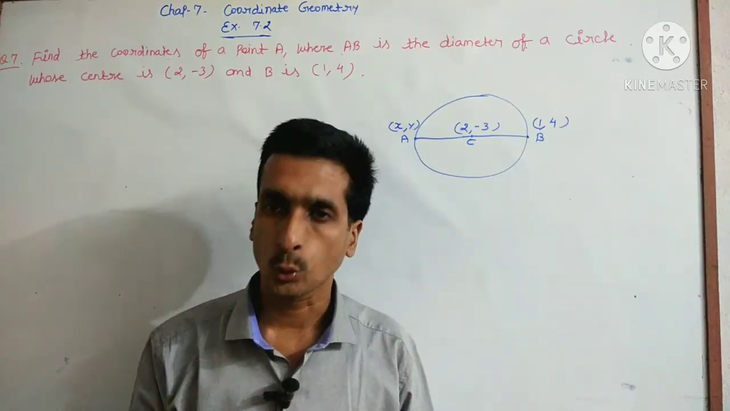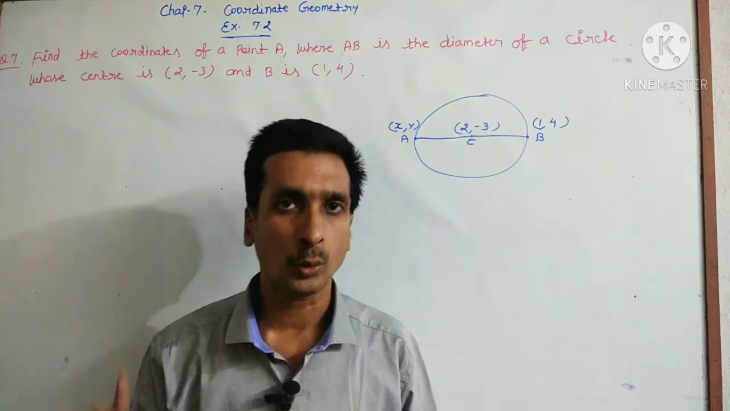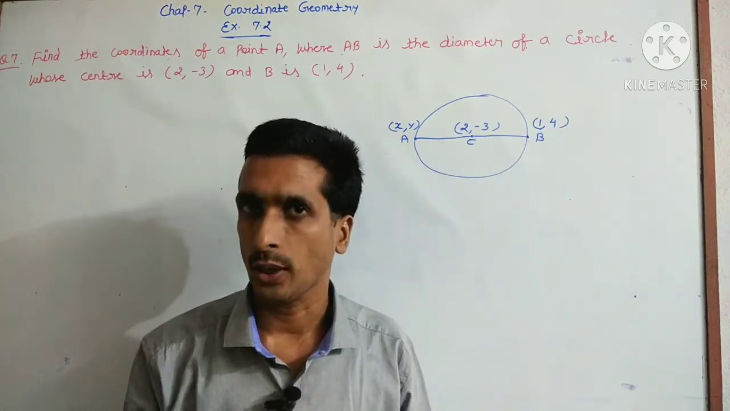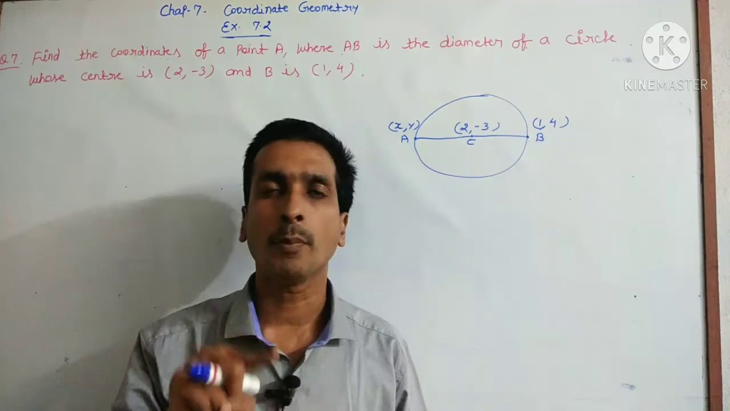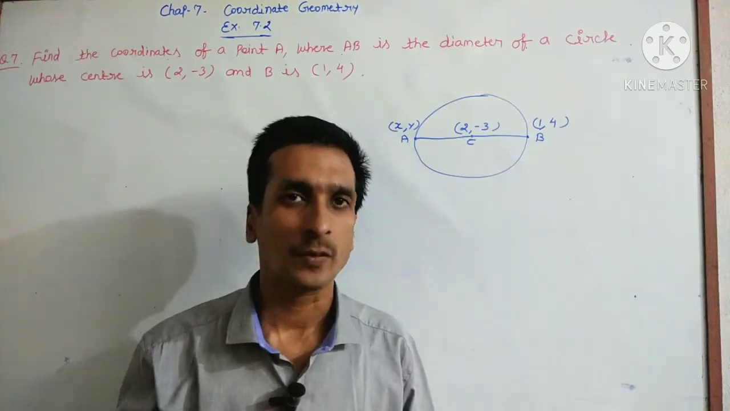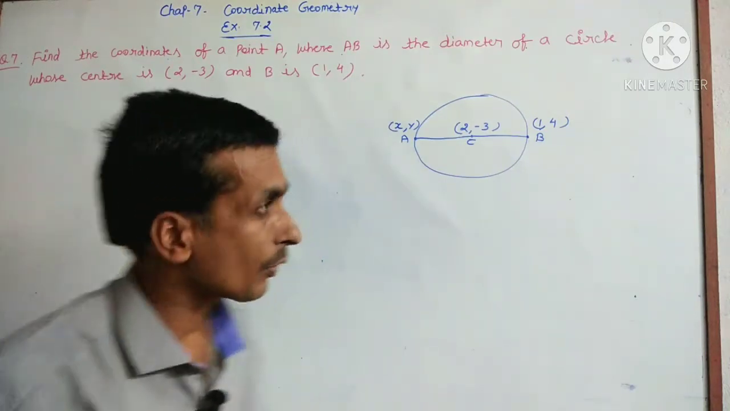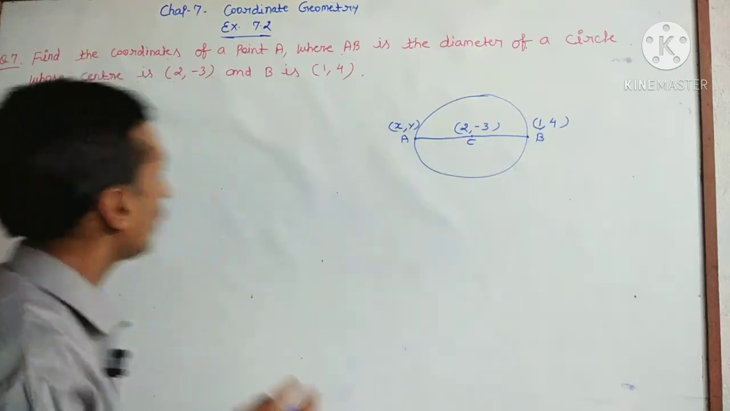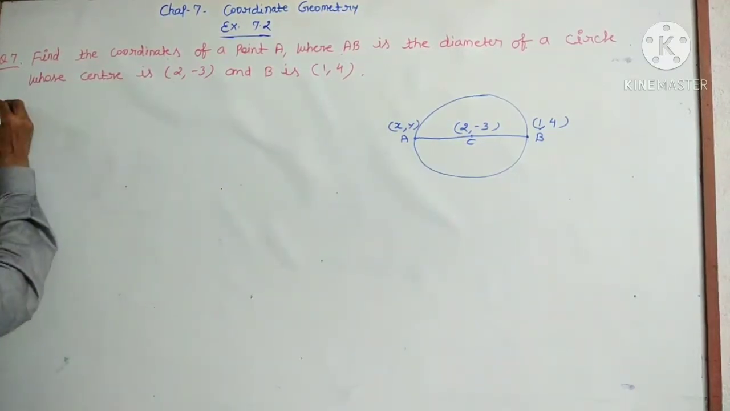So the coordinate of the midpoint will be (x1 + x2) upon 2 and (y1 + y2) upon 2. You will apply this formula. There is no need to apply m1 x2 + m2 x1, because this is the center.